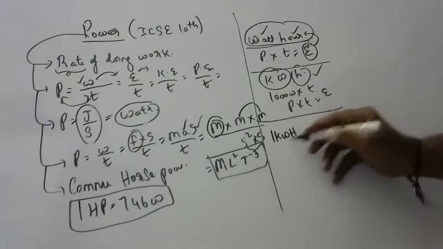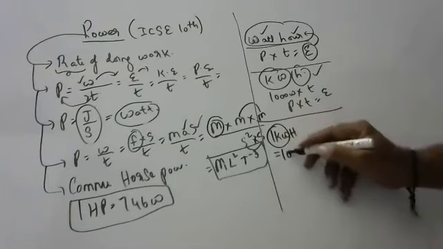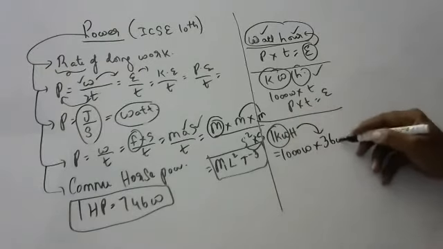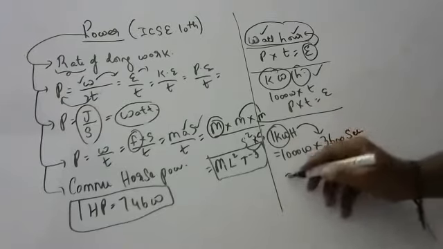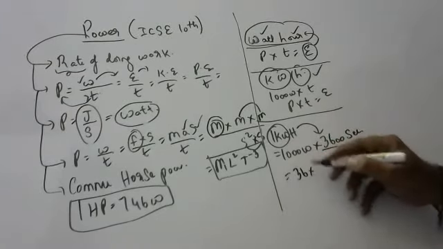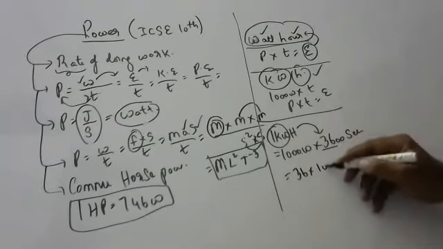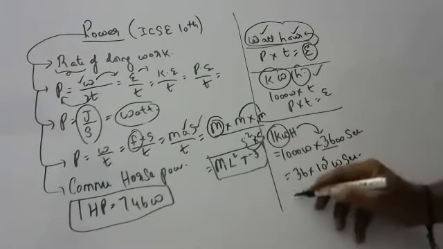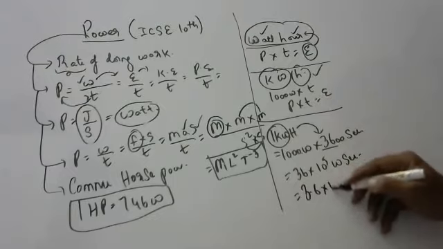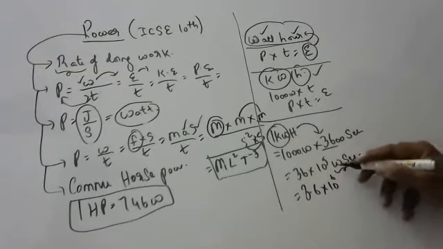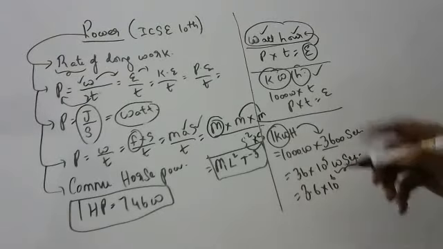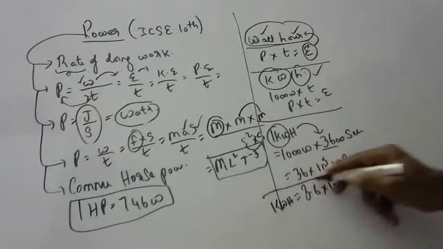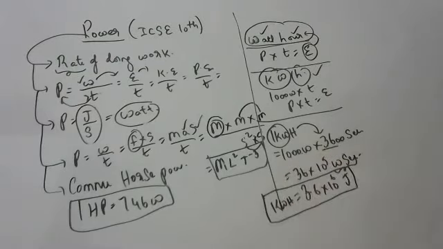1 kilowatt hour, children, means 1000 watts, and 1 hour has how many seconds, children? 3600 seconds. So 36 into 10 to the power of 5 watt second. If you write in standard form, 3.6 into 10 to the power of 6. Watt second means power into time, and power into time is energy. Energy is joule. So 1 kilowatt hour is equal to how many joules, children? 3.6 into 10 to the power of 6 joules.